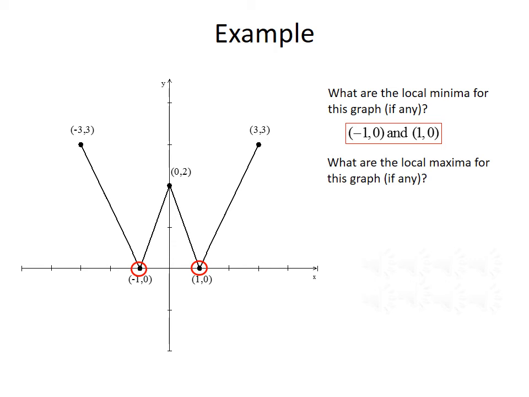Next, let's think about local maxima for the graph. So remember, a local maxima will occur at any point that is higher than the points around it. And we have one such point that's higher than the points around it. That is the point 0, 2. So a local maximum will occur at 0, 2.